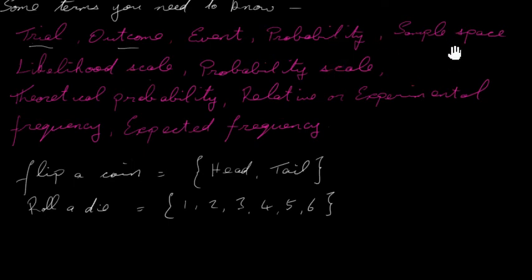Sample space is all the possible outcomes. It's just all the possible outcomes that can happen when you carry out a trial. So for example, if you flip a coin, the possible outcomes would be head or tail. There are no other possible outcomes. So this here would be your sample space for flipping a coin. If you roll a 6-sided die, all the possible outcomes would be 1, 2, 3, 4, 5, and 6. So this here would be your sample space for rolling a 6-sided die.